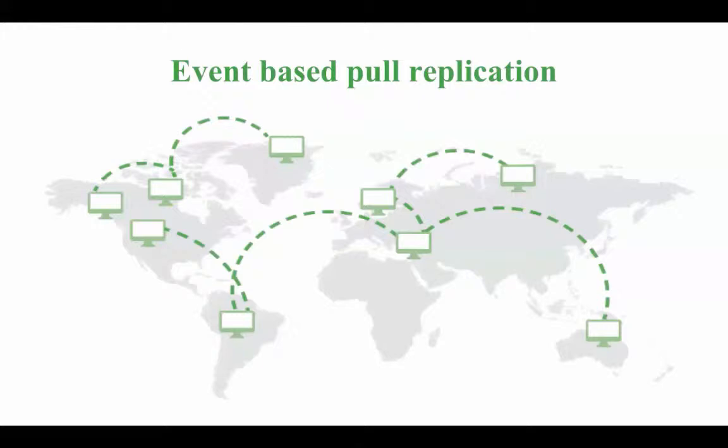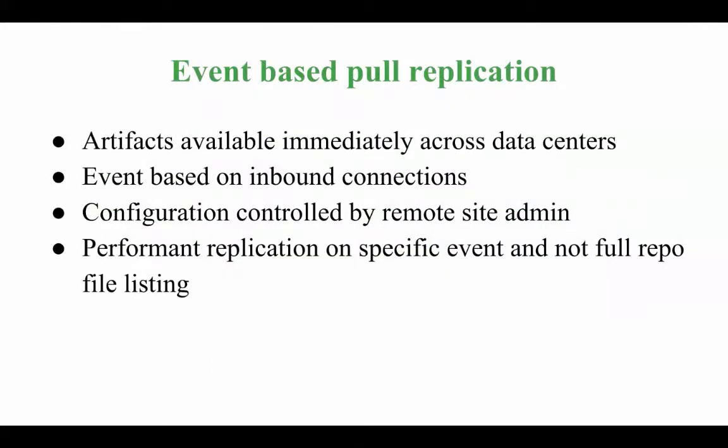The only difference is that now it's being enabled on the remote repos. The same way we were implementing the star topologies or the mesh topologies, now you can set up the event-based pull replication in these topologies as well. And the advantage is the artifacts are immediately available across all the data centers on which the Artifactory remote repos are available. And it's event-based. That means that as soon as the CRUD activity happens, at that very moment, only the artifacts would be replicated to the other Artifactory instances.